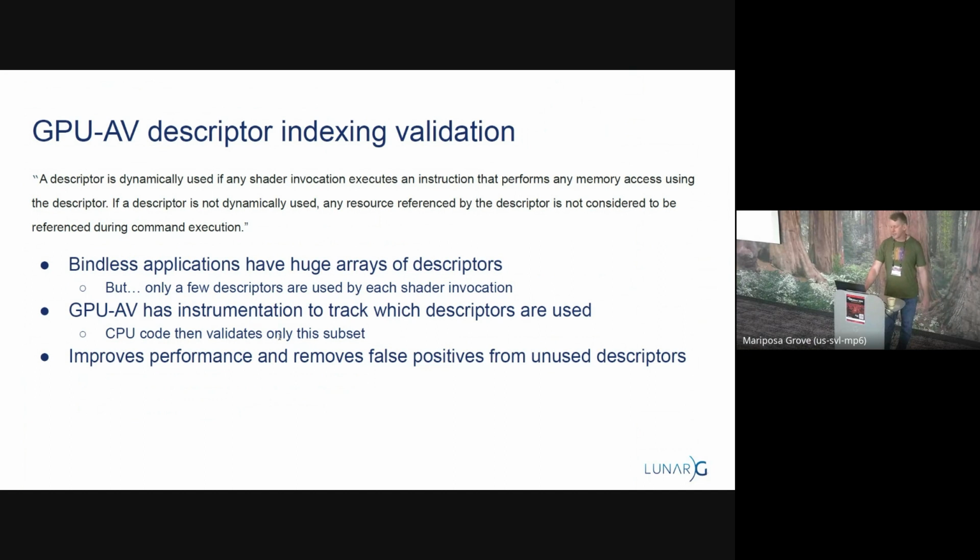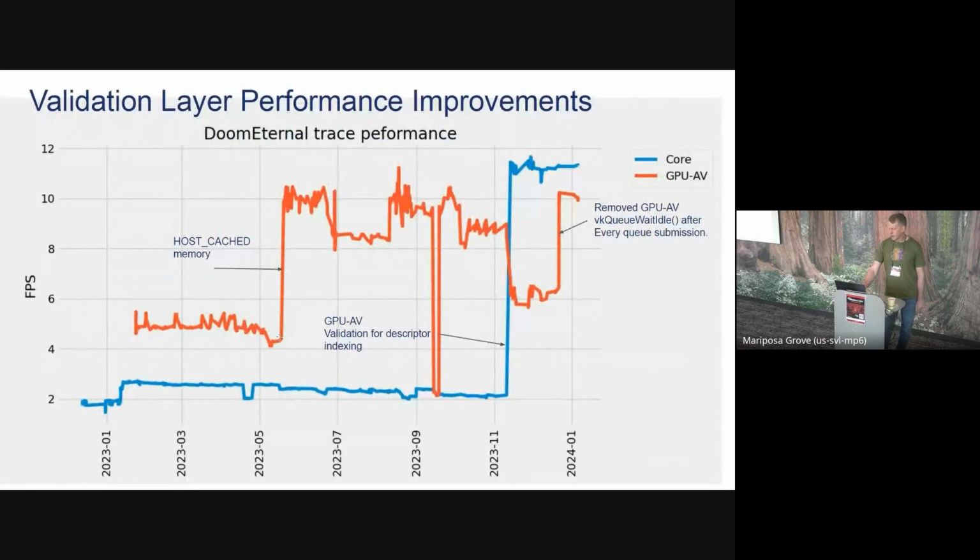If they're not used, they can be garbage, and that can be a ton of extra work. We also had a mode where that validation would get completely skipped depending on which bindless features you enabled. So it's a pretty big project that's taken a lot of time, but it has some pretty good results. So this is Doom Eternal, which has been the benchmark for validation performance for quite some time.